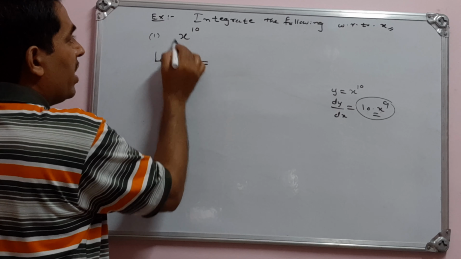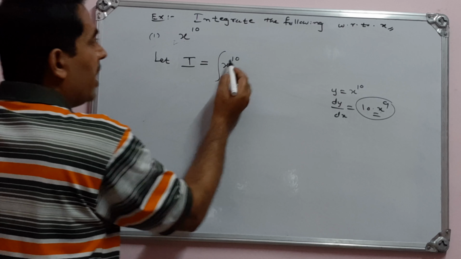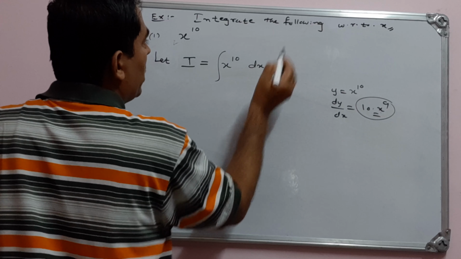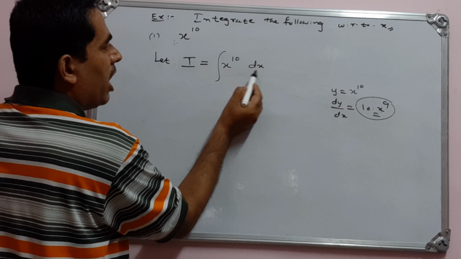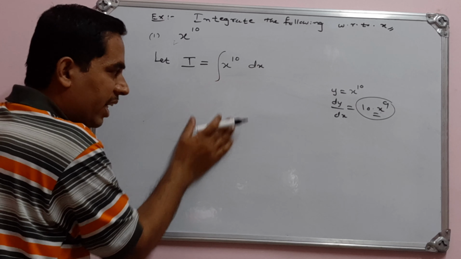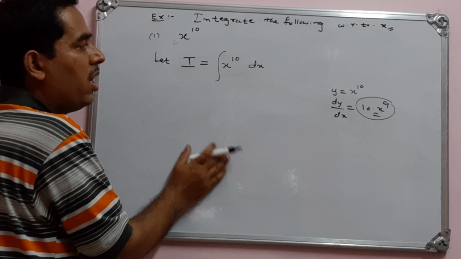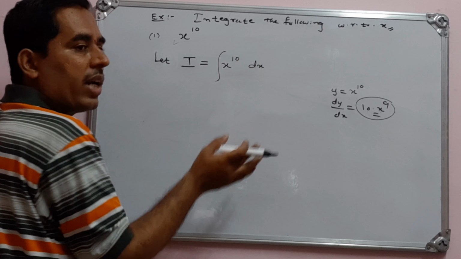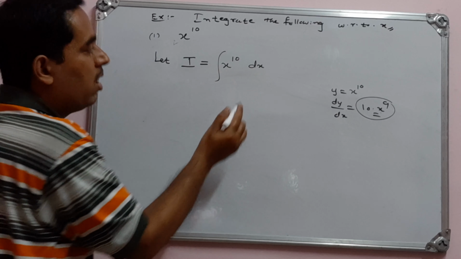I is equal to, I want to integrate this. So integration means I write the symbol. What do I have to integrate? I have to integrate this with respect to x, so that is dx. This is the variable of integration. This is the integrand. I have not integrated it yet. After integration, I'll get the answer. That answer is called the integral. The inside quantity is called the integrand. This is called the variable of integration.